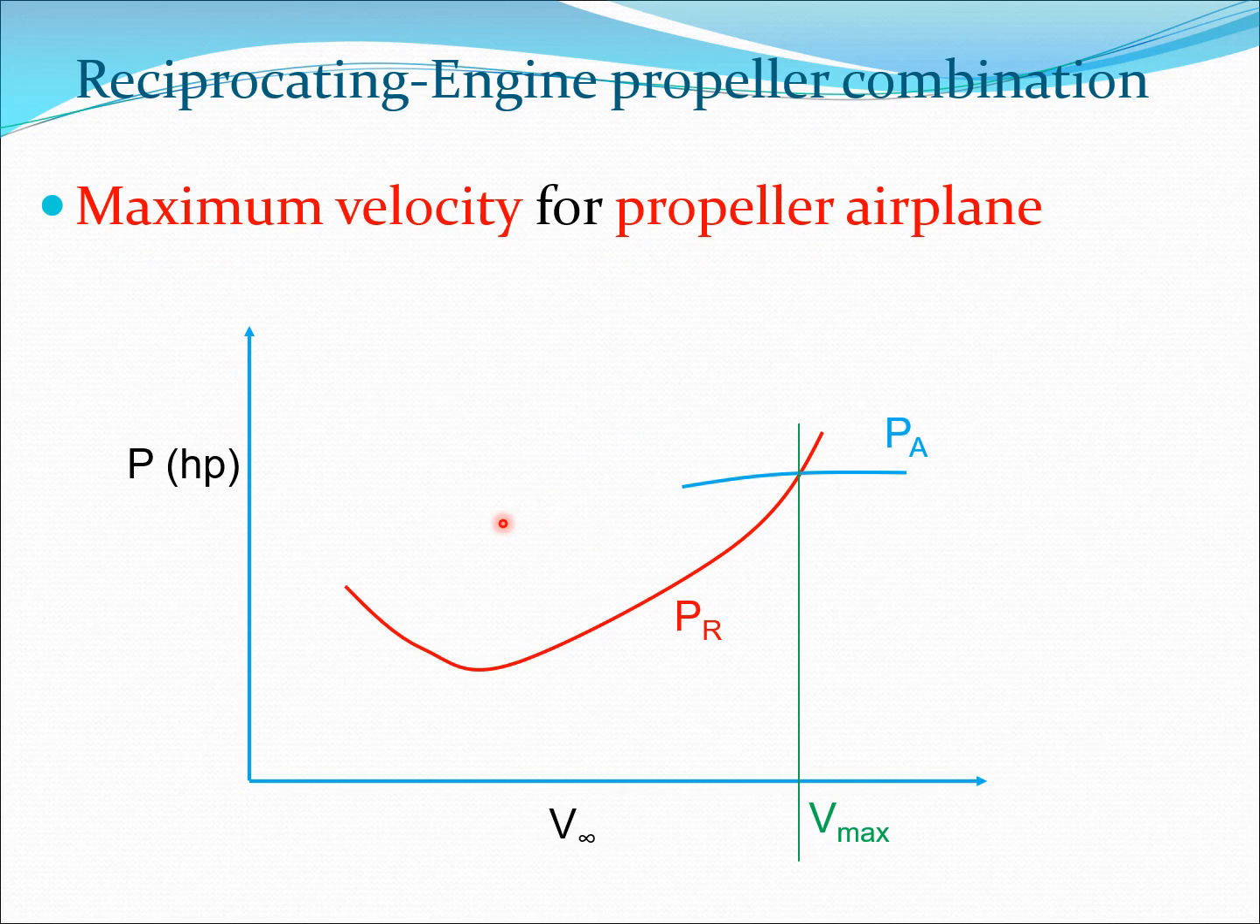If we are going to look at the maximum velocity for this propeller aircraft, the red line here is the power required, which we have seen before. The available power is from the blue line, and where these two lines intersect, that's the point of the maximum velocity Vmax for the propeller aircraft.